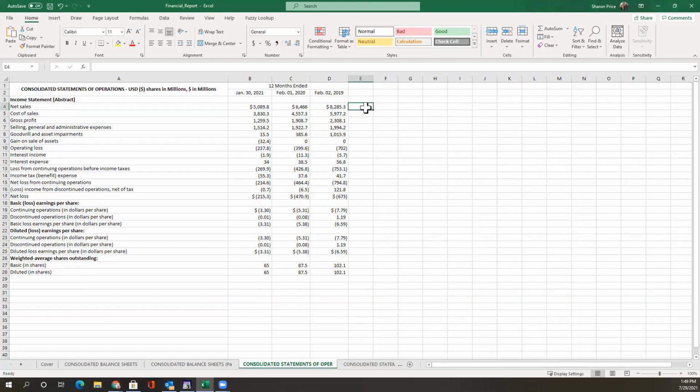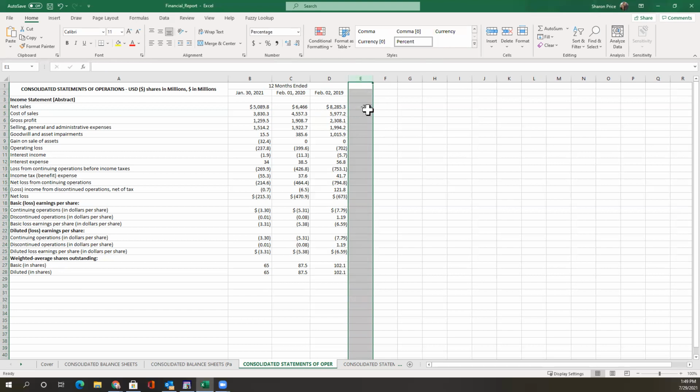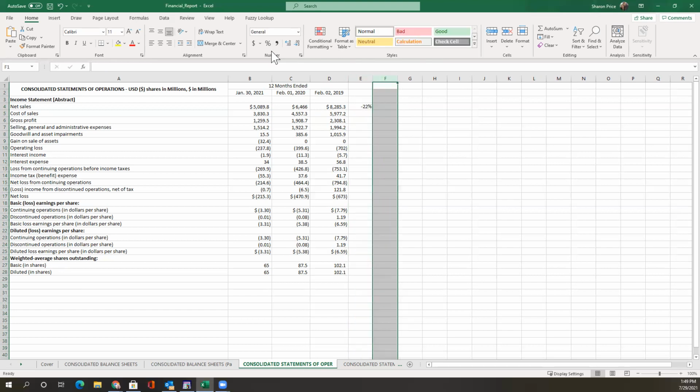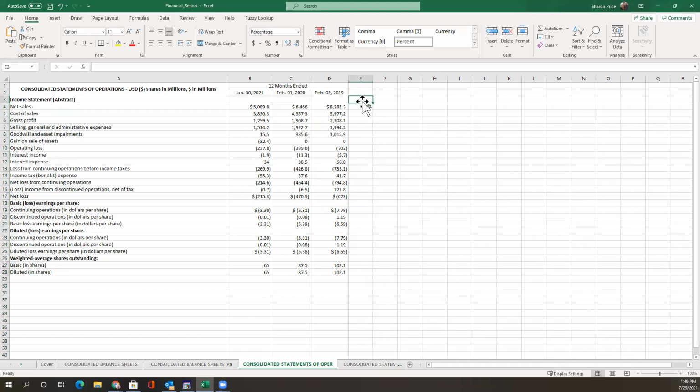I could do the difference between 2020 and 2019 and 2021 and 2020. And so I would do just like what you see here, current minus previous divided by previous. And notice here I hadn't changed this column to percentage, so I would want to change that to percentage. And so this one here represents the change from 2020 to 2019.